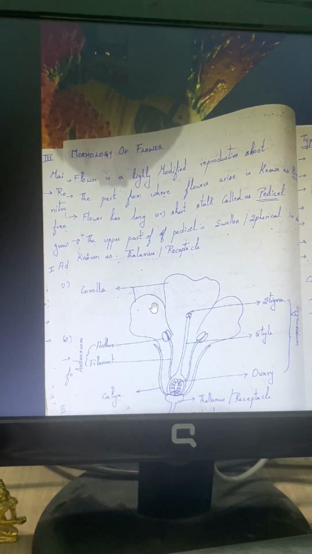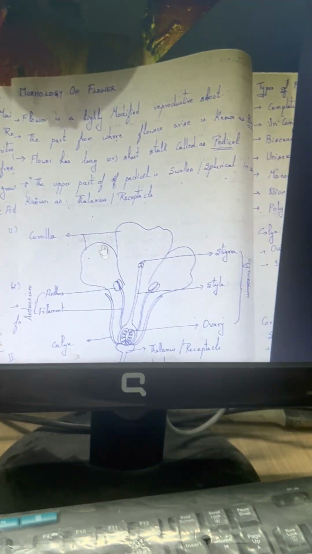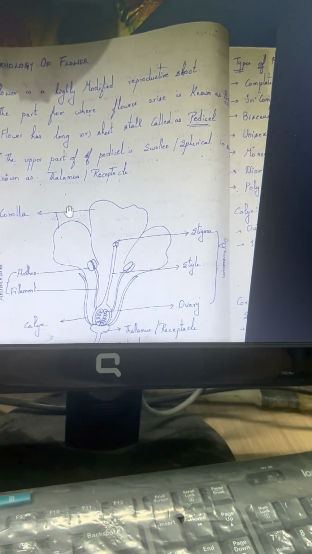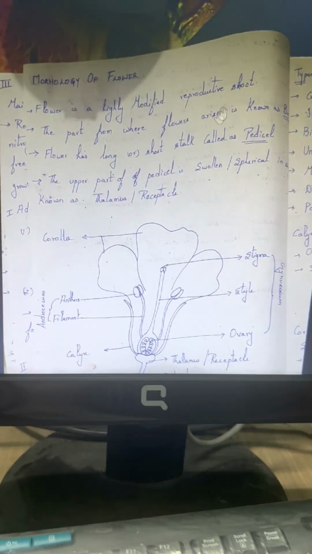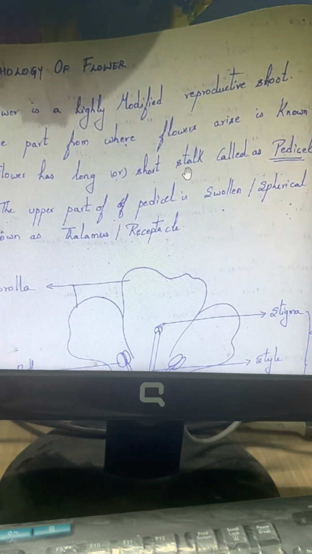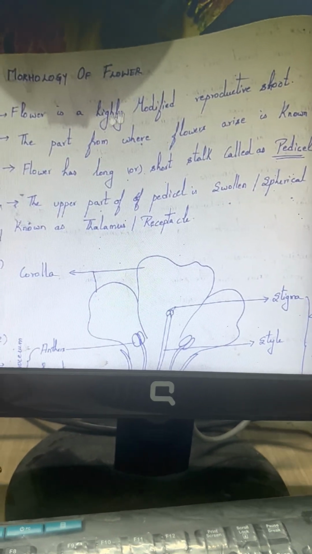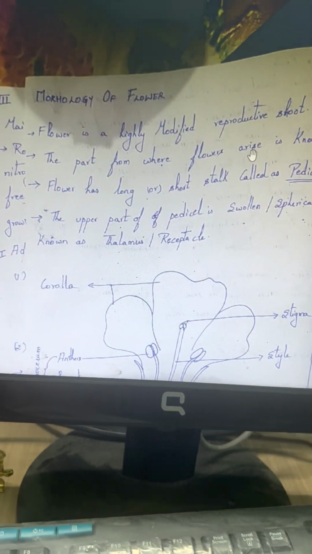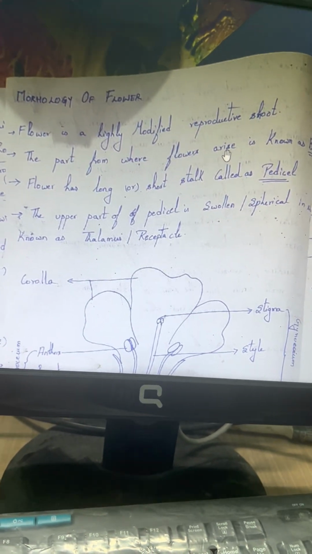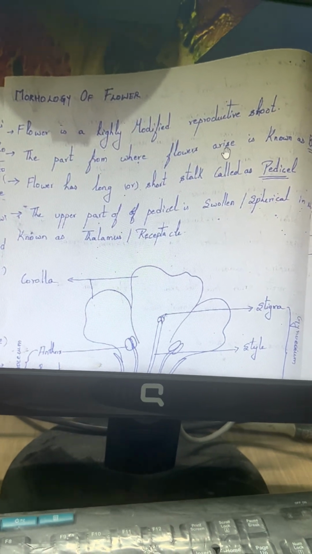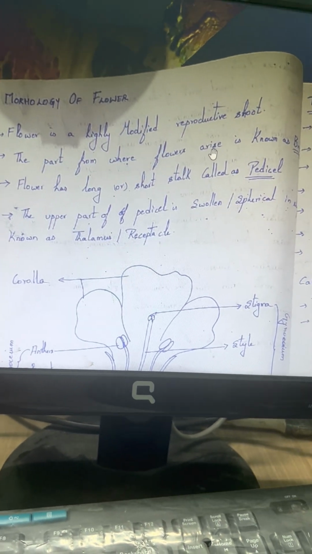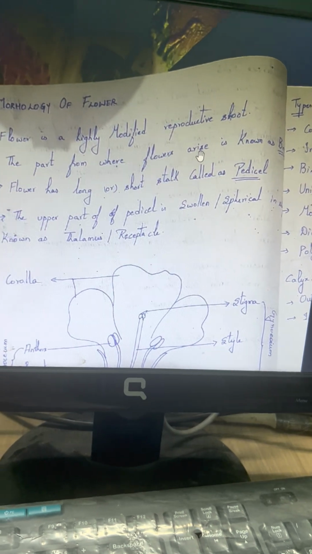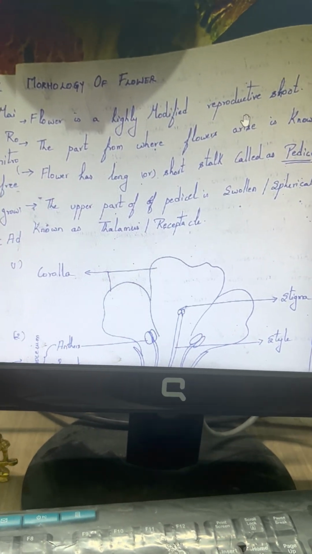Yes, so let's go for our next topic, morphology of flower. What is morphology of flower? Mainly, what is a flower? A flower is a highly modified reproductive shoot. As it is present in the apex area, that is the upward area of the shoot, and it is mainly helpful for reproduction. After reproduction only you will get the fruiting, right? So that is why it is a highly modified reproductive shoot.